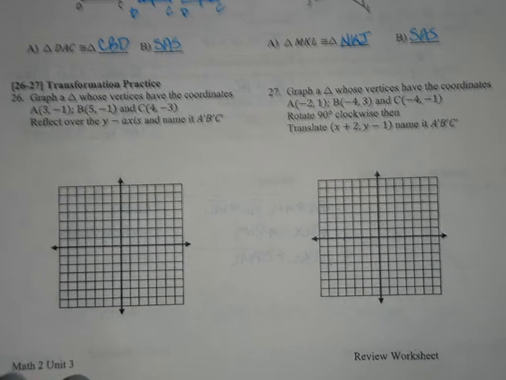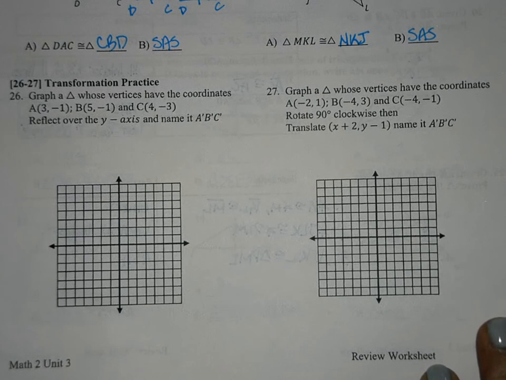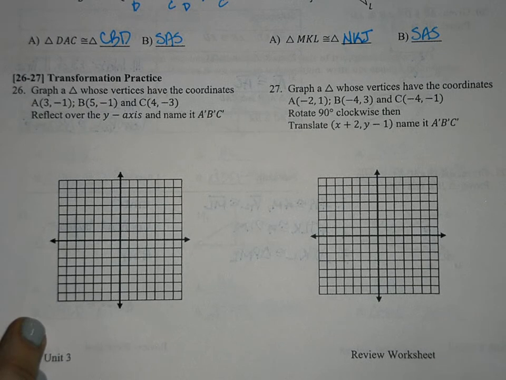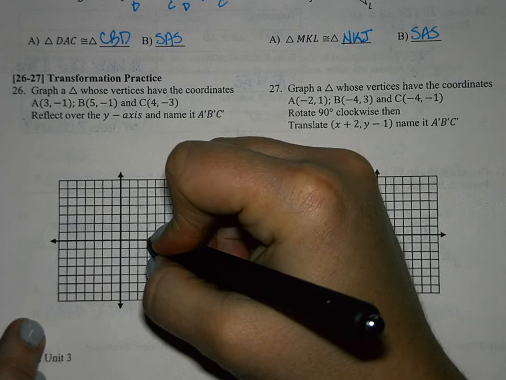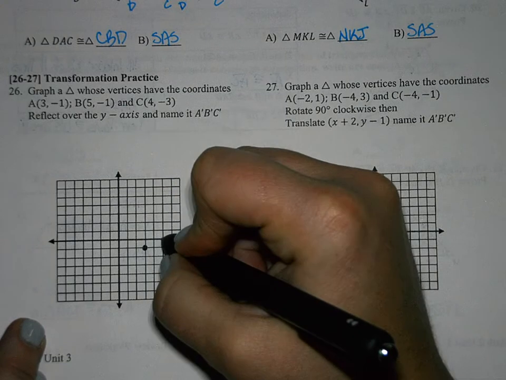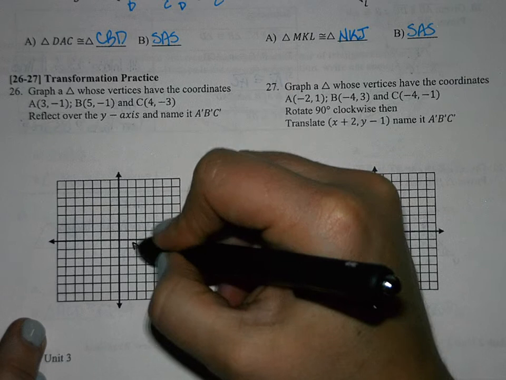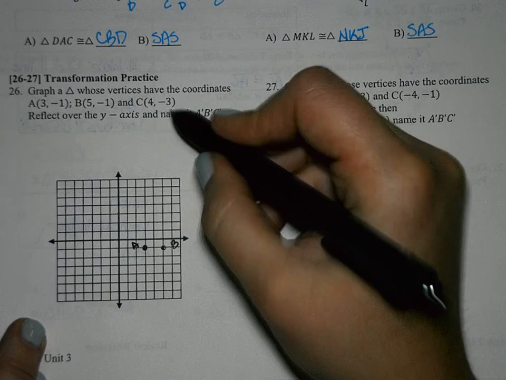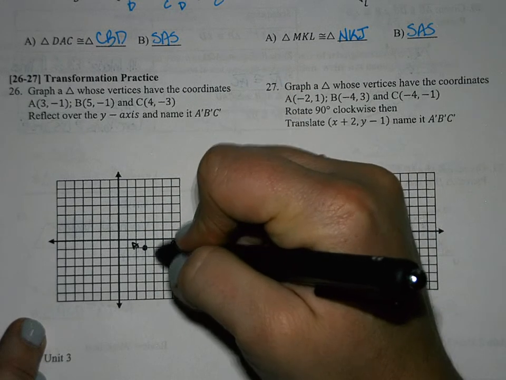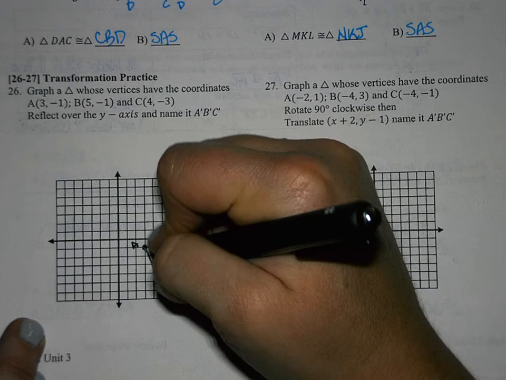Transformations. Alright, so graph a triangle whose vertices have the following coordinates. So A is at 3, negative 1. B is at 5, negative 1. And C is at 4, negative 3. So there's our starting triangle, triangle ABC.